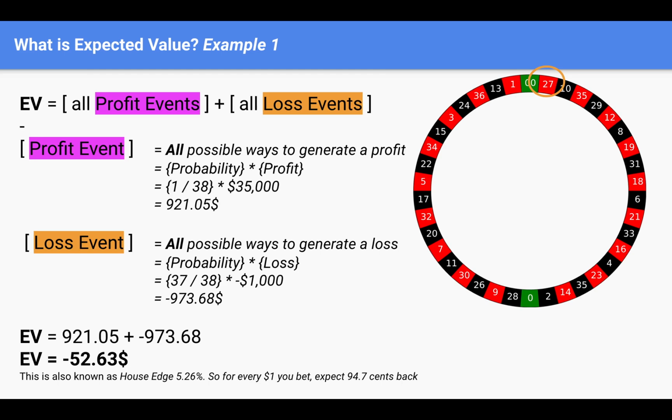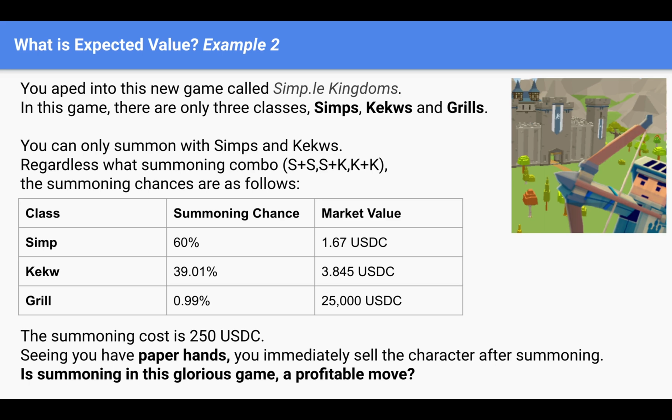So let's use a DFK example, but it's not called DFK. So we aped into this new game called Simple Kingdoms. In this game, there's only 3 classes for simplicity's sake. There's the simps, there's the KEKWs, and the grills. But you can only summon with the simps and KEKWs, right? So regardless what summoning combo you do, so simp with a simp, or simp with a KEKW, or 2 KEKWs, the summoning chances are as follows.